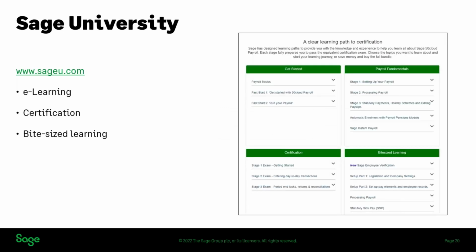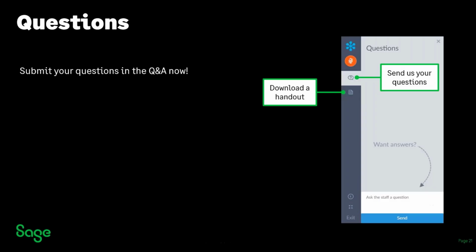And lastly, we've got Sage University. If you'd like to further any learning on Sage Payroll, head on over to sageu.com, where you can find a vast library, free of charge, of various different e-learnings. You've got certifications as well, if you'd like to get Sage certified, as well as bite-sized learning. All can be done at your own pace and in your own time. So whenever you get a spare moment, if you'd like to learn a bit more, Sage University is the place to be.